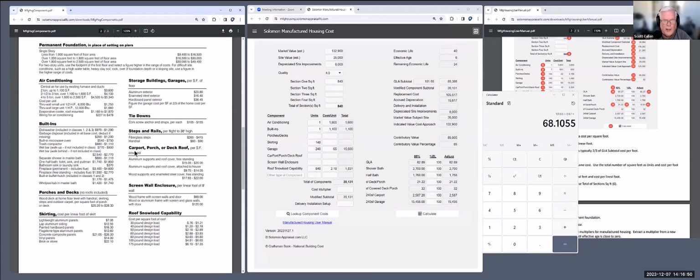Oh, notice that when we added the garage, this $15,000 cost went over here to the modified subtotal, and now we've got more depreciation because there's more cost. So now we're down to a contributory value percentage of 85%. 85% of 40 is this 34, and 40 minus 34 is that 6 for the effective age.